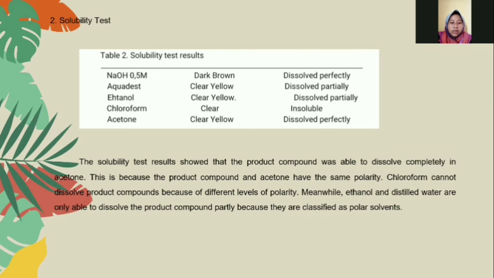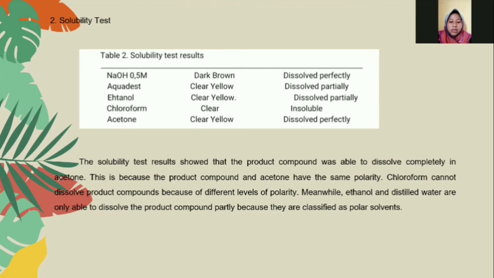The result of the solubility test we can see in Table 2. The solubility test results showed that the product compounds were able to dissolve completely in acetone. This is because the acetone and the product have the same polarity. It depends on the like dissolves like principle. A polar solvent dissolves polar solutes, and a non-polar solvent dissolves non-polar solutes. Chloroform cannot dissolve product compounds because of different levels of polarity, as chloroform is a non-polar solvent.